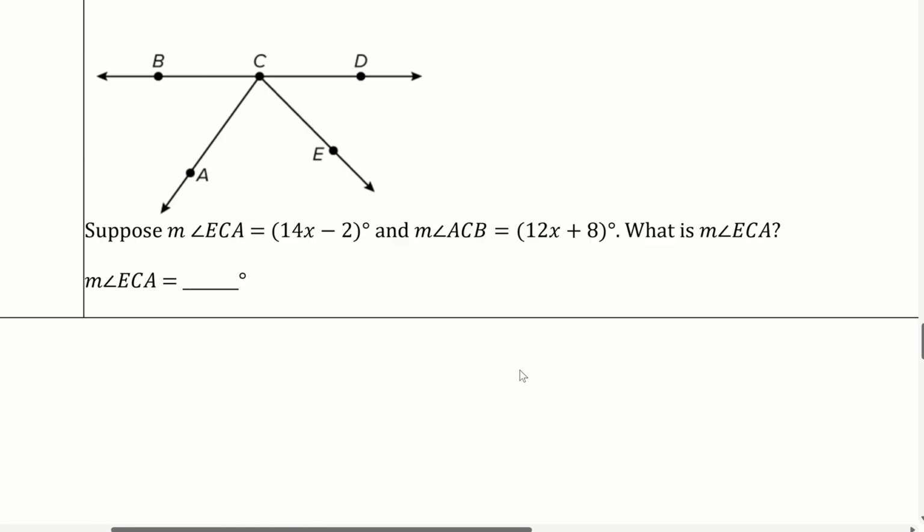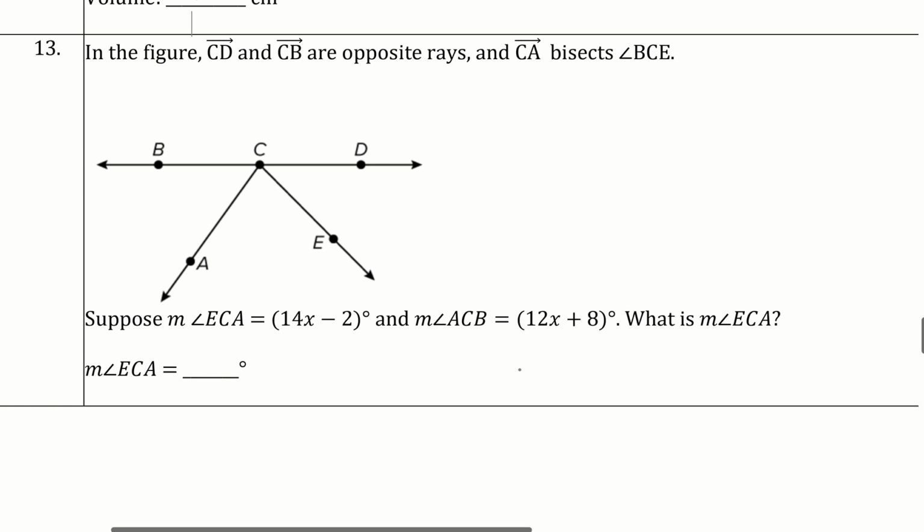All right, so we're in the last problem, number 13. In the figure, CD and CB are opposite rays, and CA bisects. Bisects means that it cuts in half, right? So it's going to cut this angle in half. So if BCE is getting cut in half, that means that these two little angles are the same. Okay, and then they said that CD and CB are opposite rays.